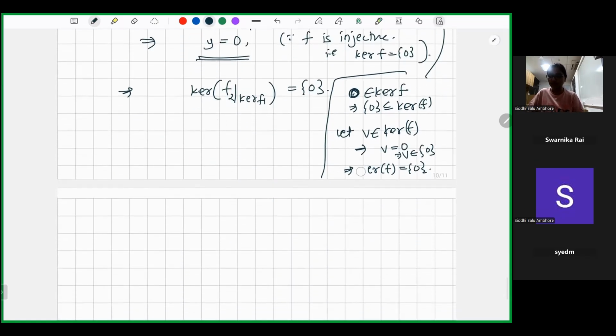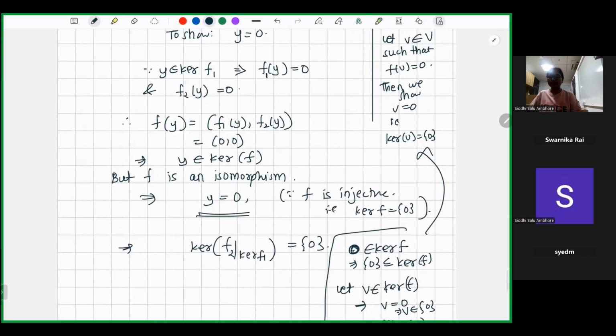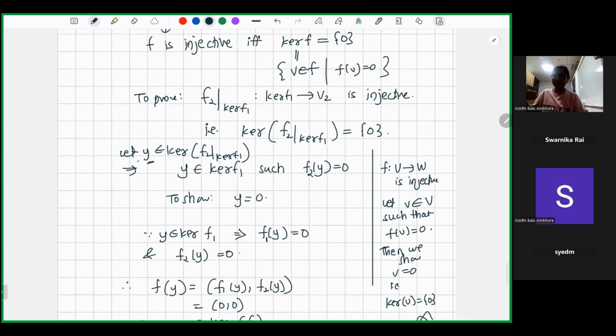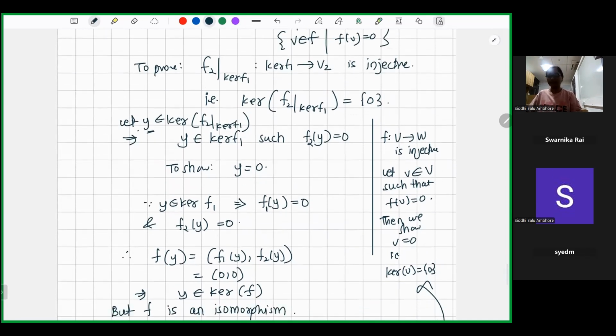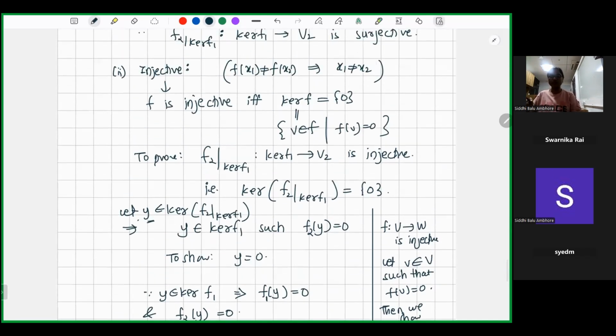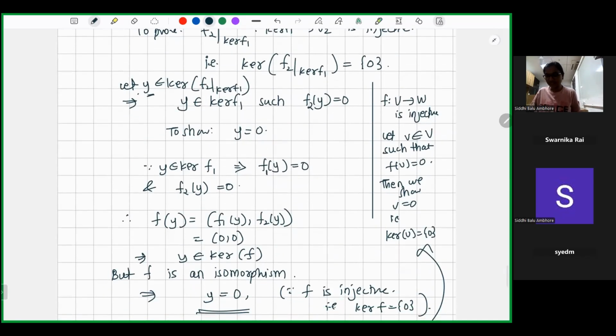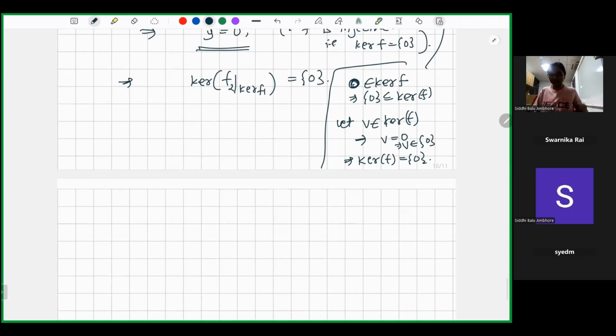Is this okay? Sorry for the confusion earlier. I started proving that f is injective, and that was not even correct, what I wrote. But so far, is this okay that f2 is injective? If there's still confusion, please ask.